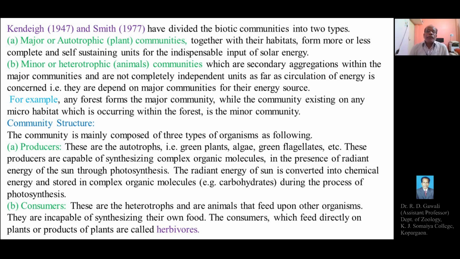Then, community structure. We have already explained this two or three times. The community is mainly composed of three types of organisms, such as, one, producers.